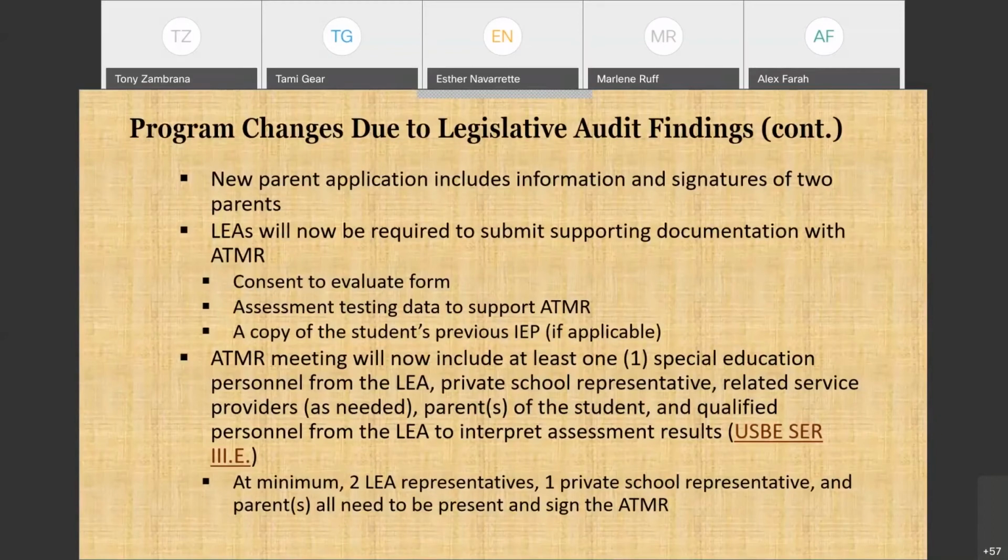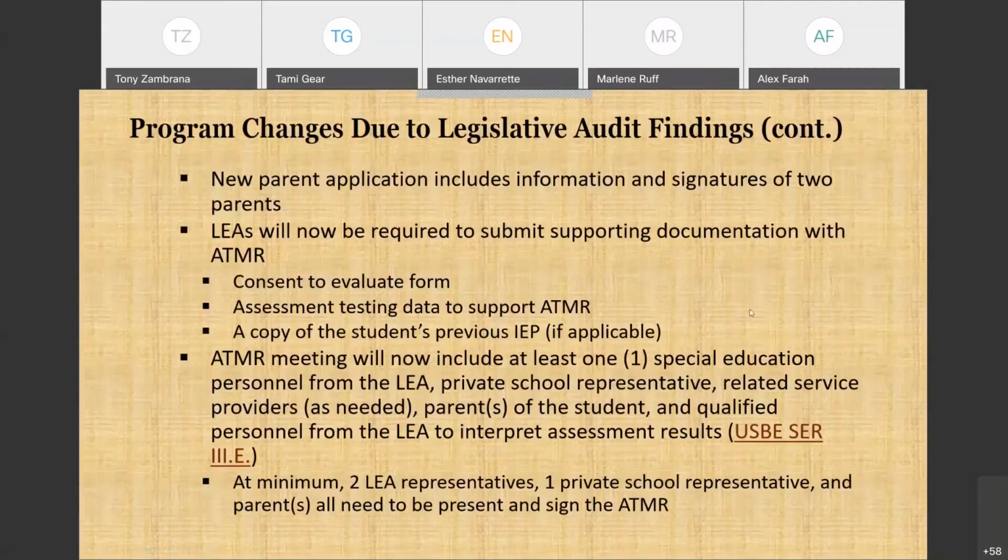So private schools, you need to make sure you have that documentation when you're submitting that ATMR to us. All right, so then the ATMR meeting will now include at least one special education personnel from the LEA, private school representative, related service providers as needed, parents of the student, and qualified personnel from the LEA to interpret assessment results. At a minimum, we need 2 LEA representatives, 1 private school representative, and the parent or parents all need to be present, and they need to sign the ATMR.